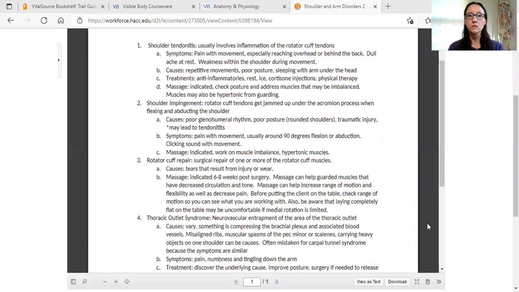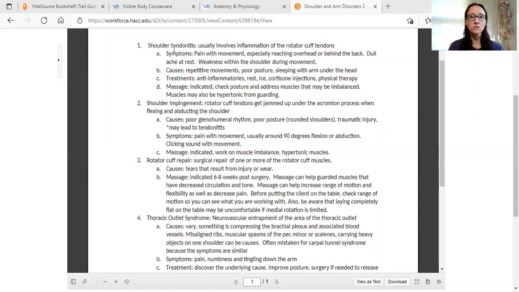So these are deeper muscles of the shoulder. We're going to talk about slightly different topics in this video. We're definitely going to mention the rotator cuff and some impingement syndromes that can occur with some of the rotator cuff tendons. This goes along with the Word document in your D2L, shoulder and arm disorders 2.